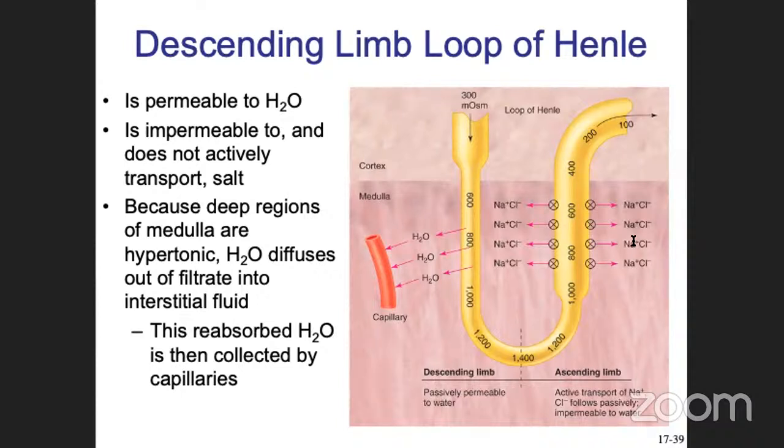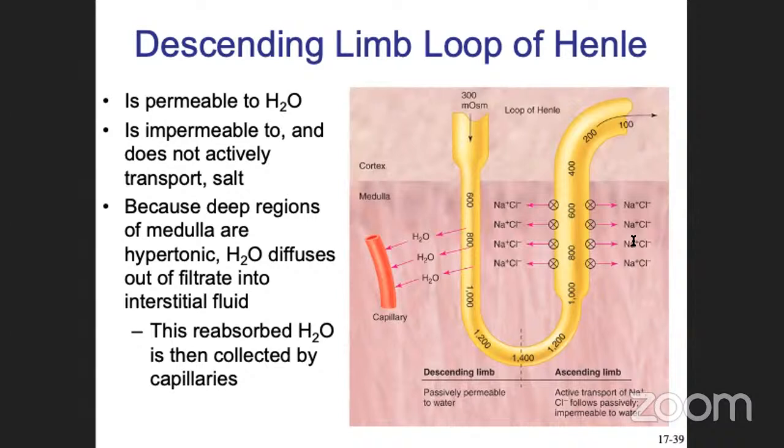So we first look at the descending limb of the loop of Henle. It is interesting that you can find it from the cortex area where the PCT passes around 300 milliosmol fluids or ultrafiltrate into the kidney tubules, passing down to the medulla, and you can find the concentration of dissolved particles increases from 300 to 600. And after that, it becomes even more concentrated to 800 and 1000.